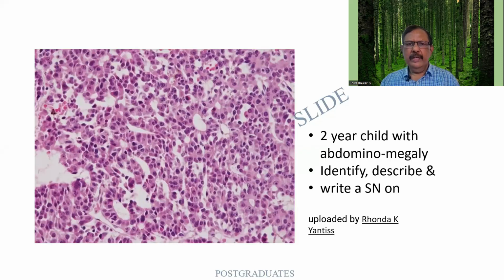In the last class, I had given you a slide with a history of a 2-year-old child coming with abdominomegaly. You were asked to identify the lesion, describe it, or even write a short note on it. This has been uploaded by R.A.T.S, and I would like you to kindly pick up this reference for a wonderful study. The diagnosis is hepatoblastoma.